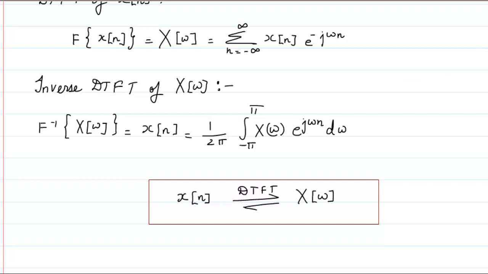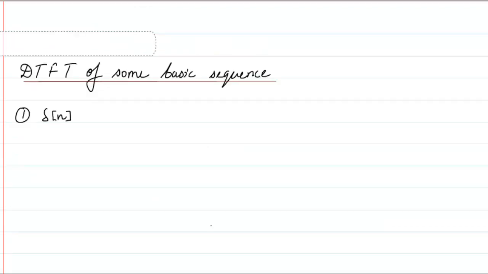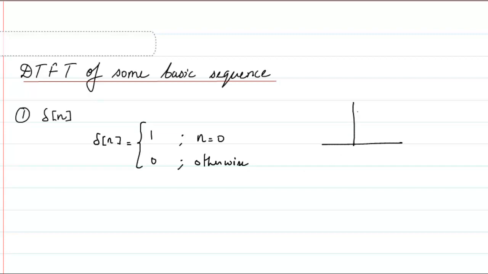Now using this, let us try to solve some numericals on some basic signals. For some of the basic signals, let us find out the DTFT. Let us look at the DTFT of some basic sequences, starting with the delta n sequence. We all know that delta n is equal to 1 for n is equal to 0, otherwise its value is 0, isn't it? If I draw it, the value at 0 is 1, and at all other times its value is 0.